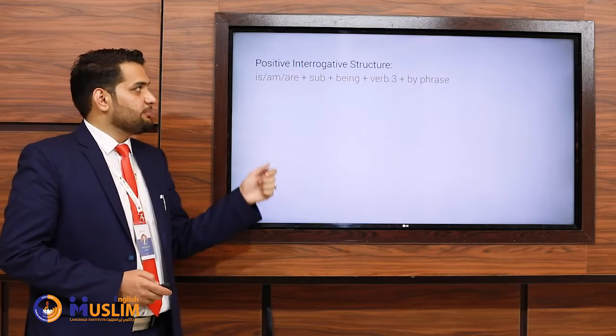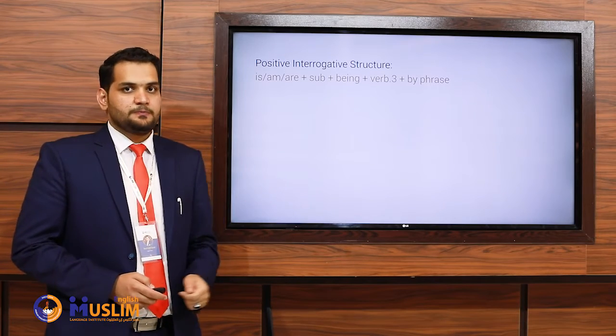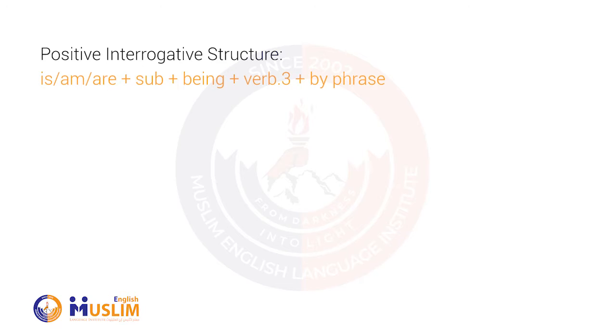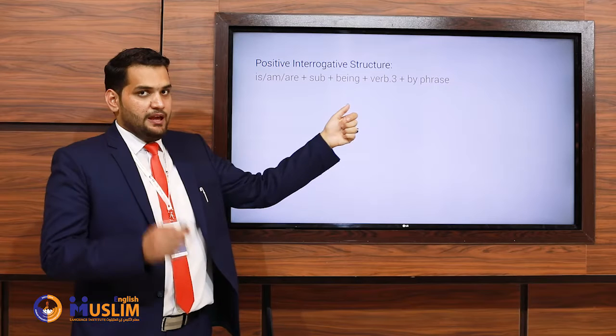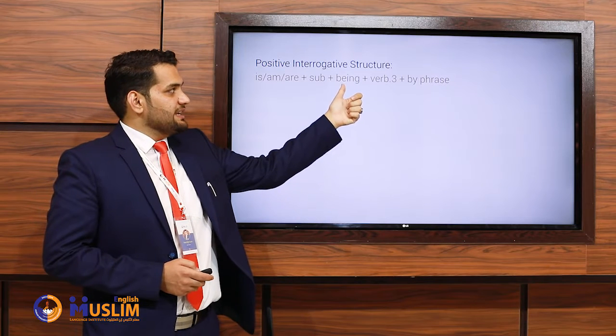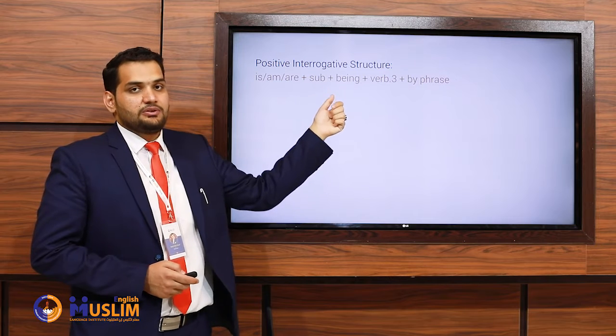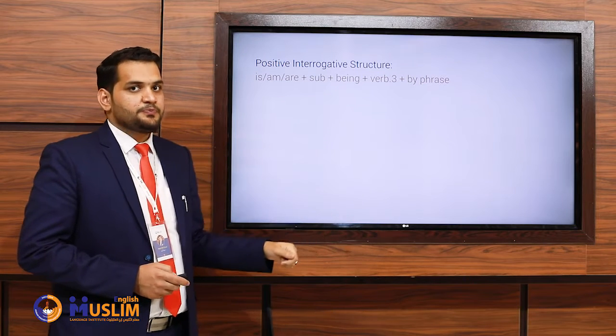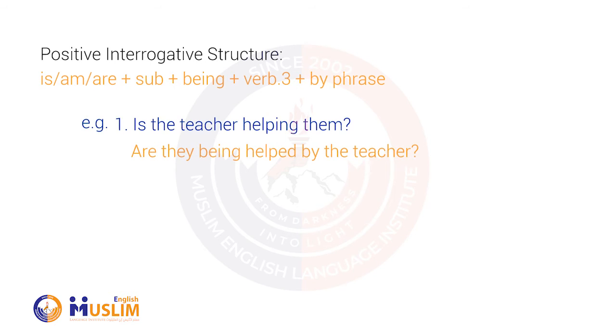Let's talk about the positive interrogative structure. Is, am, are, plus subject, plus being, plus verb 3, plus by phrase. Remember, do not use being before the subject. You have to use it after the subject. For example, number 1. Is the teacher helping them? In passive voice, you will say, are they being helped by the teacher?